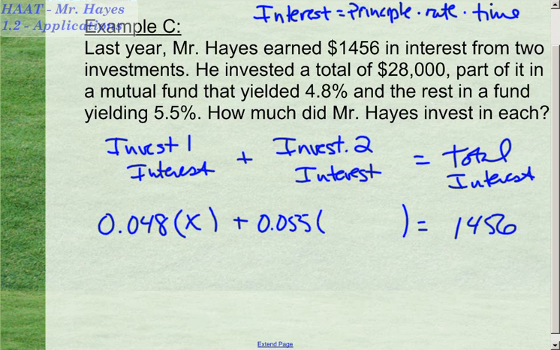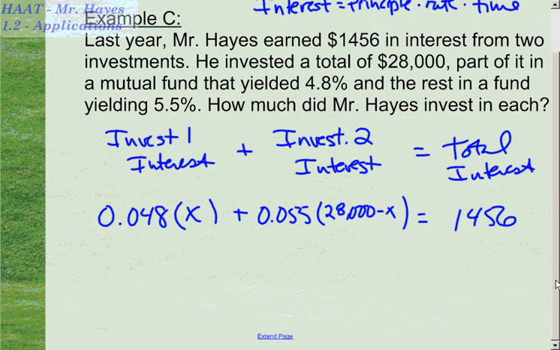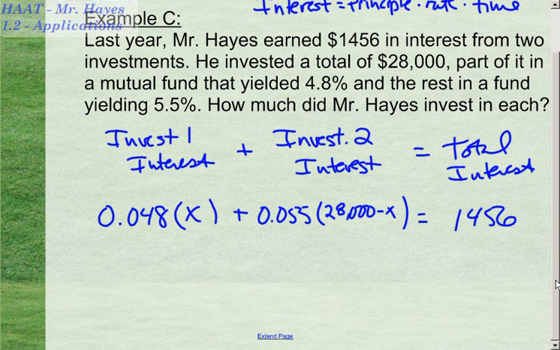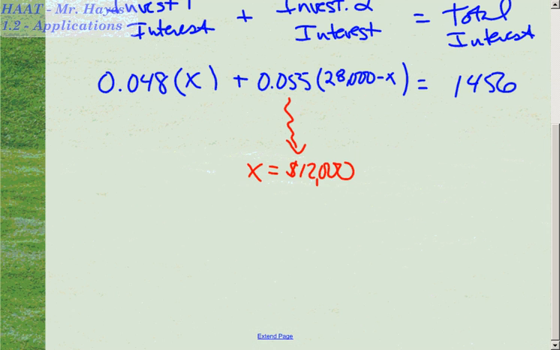So for example, if the first investment is $10,000, the second one would be $18,000. If the first one is $5,000, the second one is going to be $23,000. And you get that by subtracting. So since I'm investing X, I'm going to subtract X from $28,000. And then you're going to multiply through and solve that out. And so when you do all of the math here, you end up getting an answer of X equals $12,000.